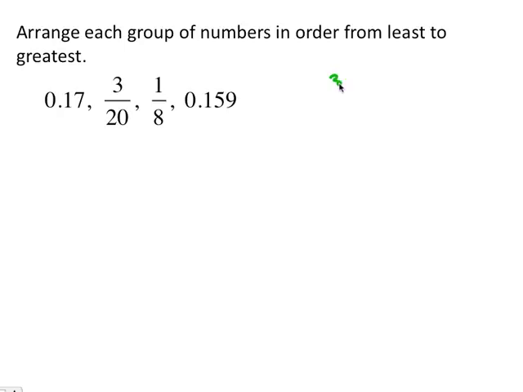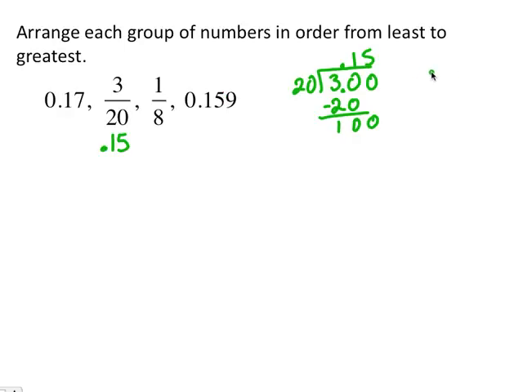So we'll do that over here. We need to divide 3 by 20. Well, 20 doesn't go into 3, so we add our decimal point and a 0. 20 goes into 30 once. That's 20. Subtract, we get 10. Add a 0 is 100. And 20 goes into 100 5 times. So 3 over 20 is the same as 0.15.